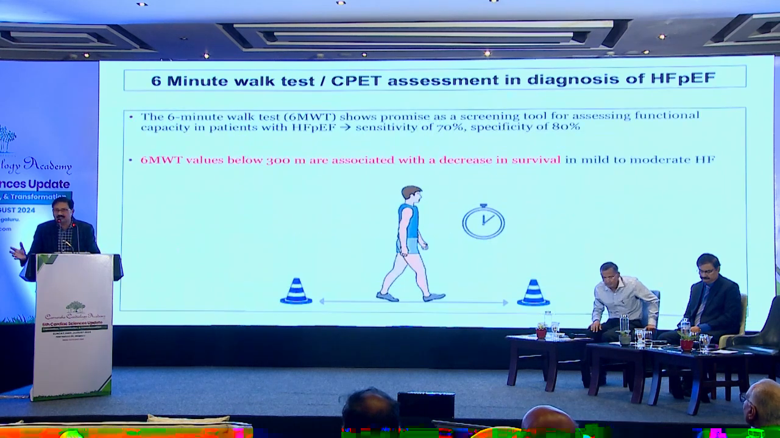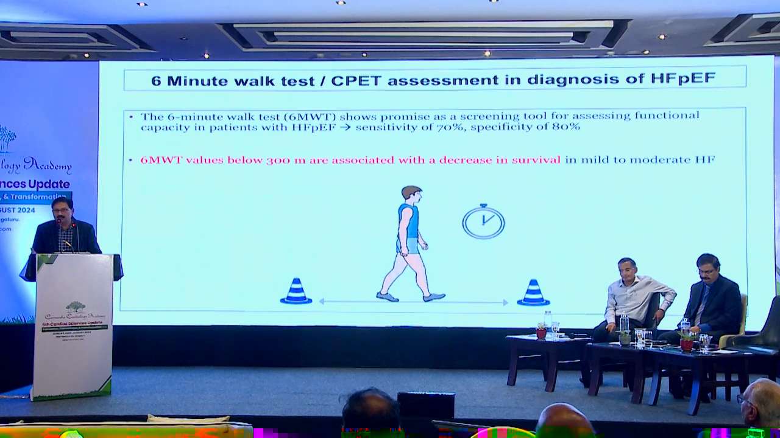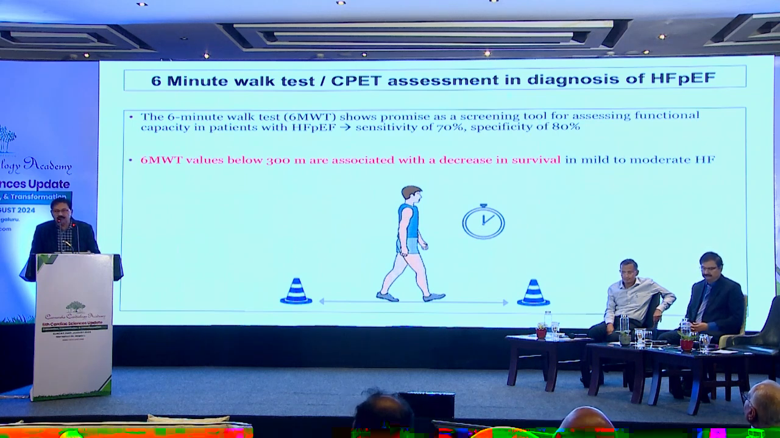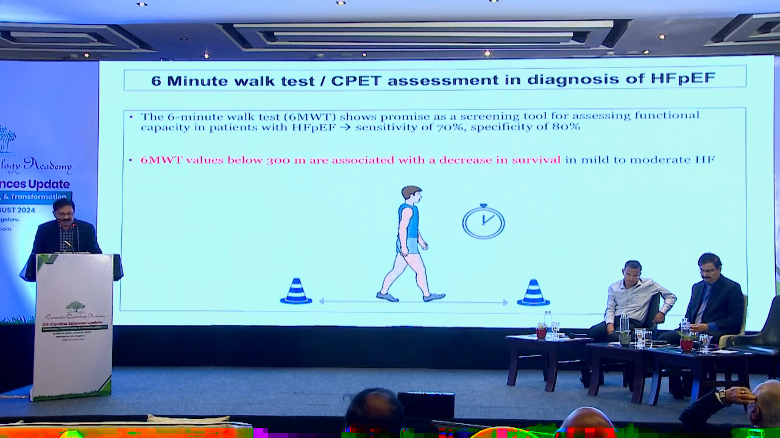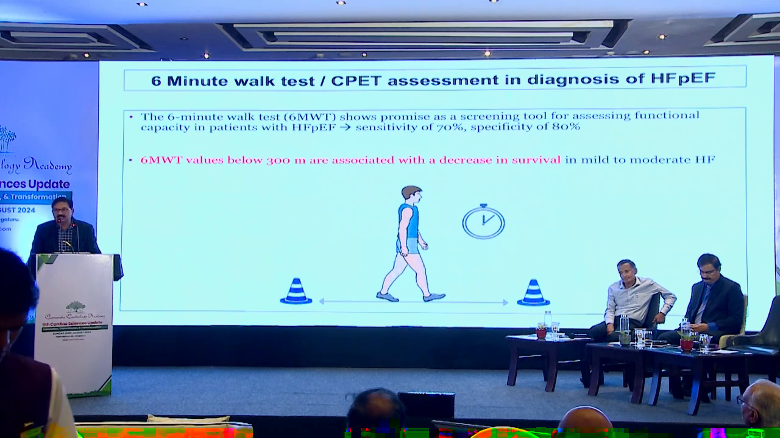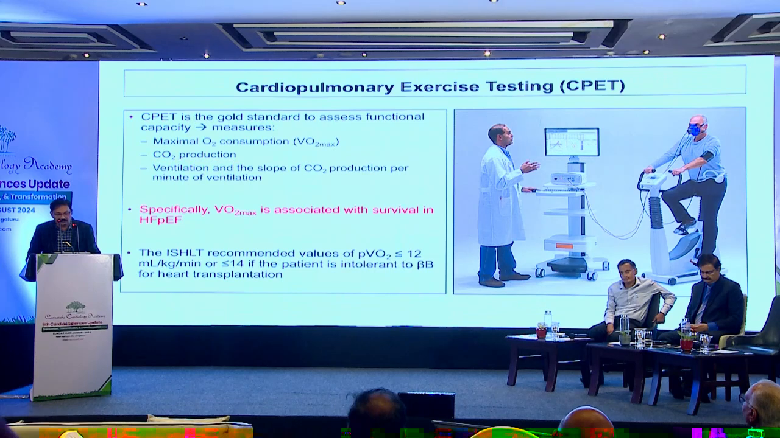6-minute walk test. It's commercially very viable. You just need a certain space in your hospital. Sometimes you can even use a corridor and you can accomplish this. The good thing is it is easily reproducible. You can measure the patient's improvement. Sensitivity is about 70%, specificity is close to 80%, and a 6-minute walk test of less than 300 carries a poor survival index. So be wary of such patients and keep them on more intense monitoring and follow-up.